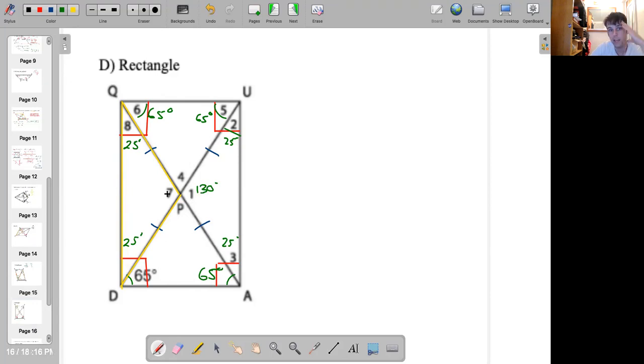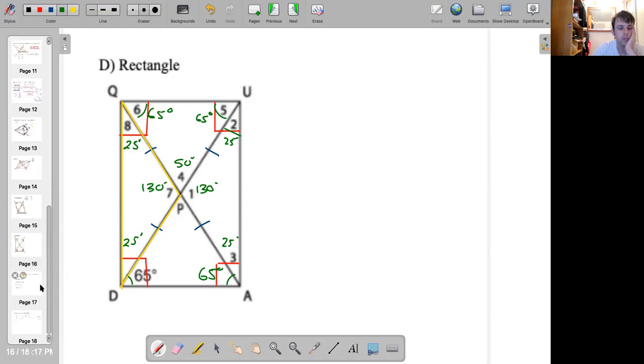130 plus 50 is 180. 7 would be the same. Vertical angles, linear pair here. That means angle 4 is a 50-degree angle. Could use triangle sum all over the place as well. Doesn't really matter. There's lots of different ways to go about solving this one.